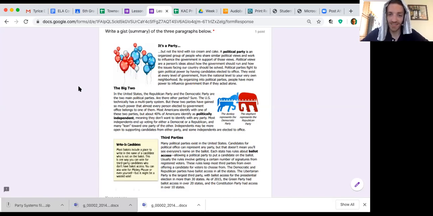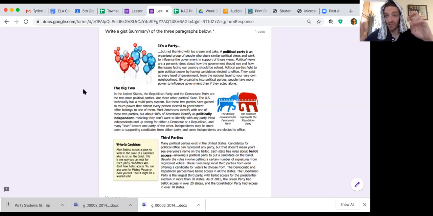Most Americans identify with one of these 2 parties, but about 40% of Americans identify as politically independent, meaning they don't want to identify with any party. Most independents end up voting for either a Democrat or Republican and may lean toward one party or the other. Independents may be more often to support candidates from either party, and some independents are elected to office.